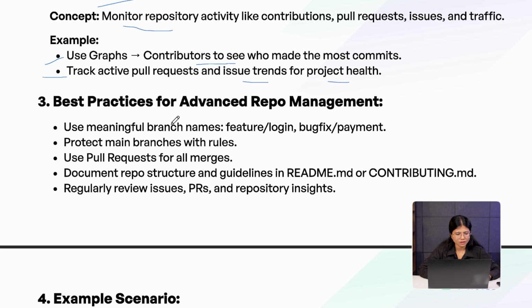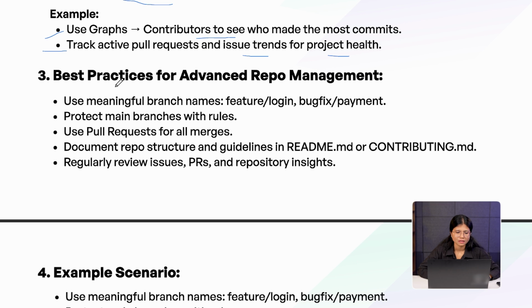The same thing here, we have something called best practices for your advanced repo management. For example, use meaningful branch names. Might be your feature branch, login, bug fix, many options you have. The best practice to maintain all this is you should give the branch name like feature login, or bug fix, or payment, for example. You should protect your branch with rules such that who can use what branch at what particular time. You should also use pull requests for all the merges.